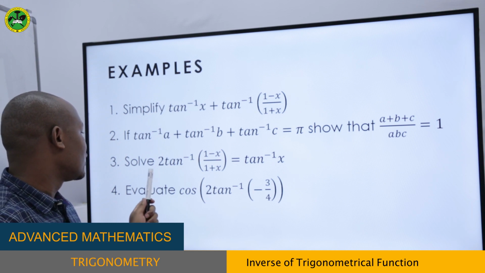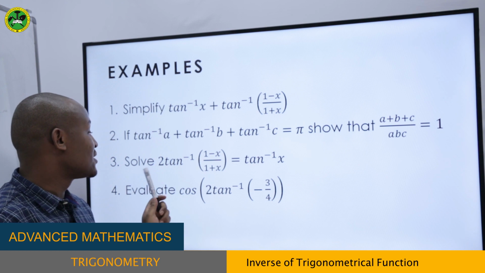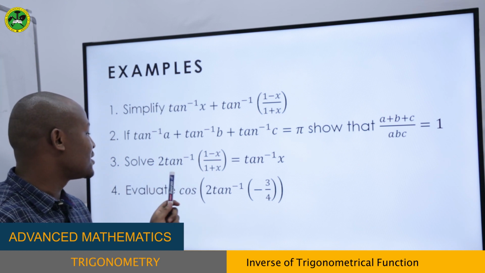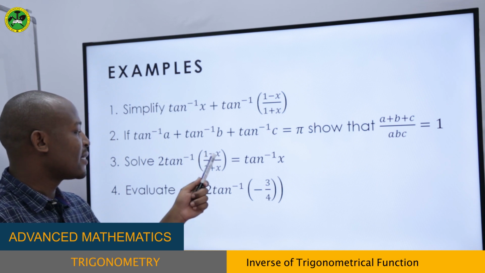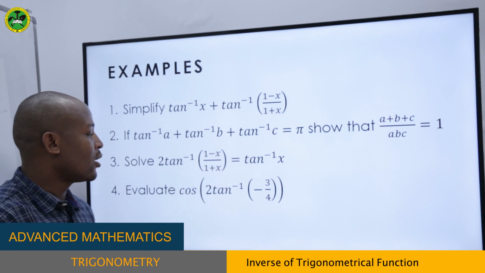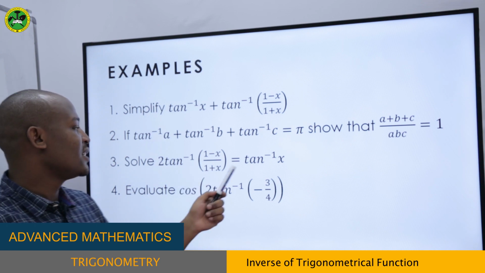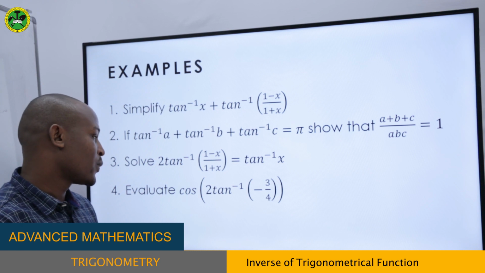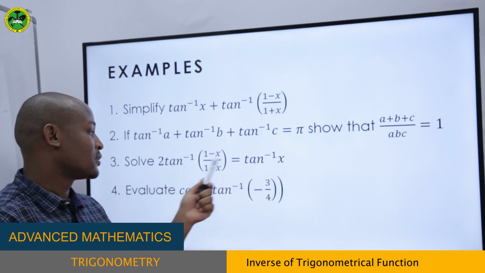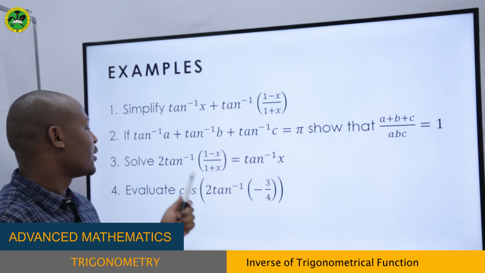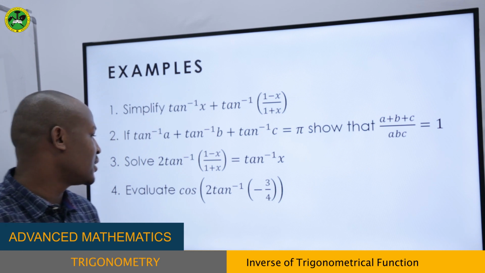Suppose it wants us to solve. That means the value of x, as we can see, the variable there is x. 2 tan inverse of (1 minus x over 1 plus x), all of that inside the bracket, is equal to tan inverse of x. We are supposed to find the value of x. How can we do that? Let's check it out.